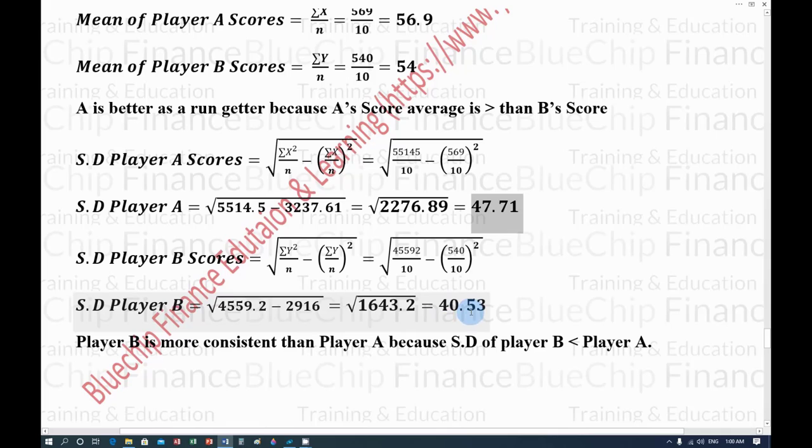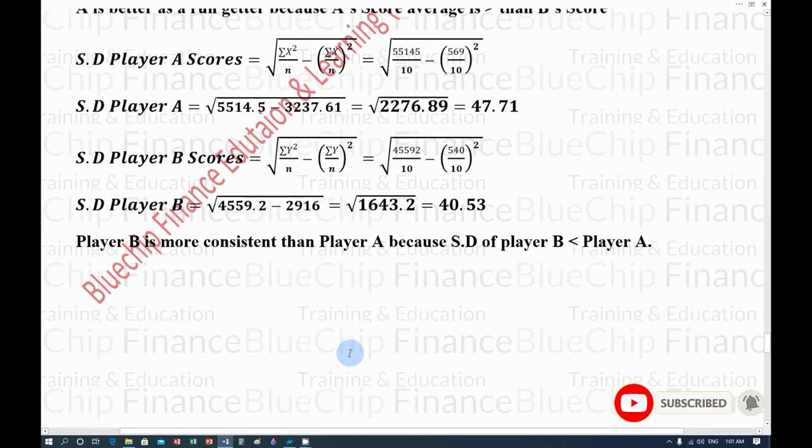As you are observing here, the standard deviation or dispersion of player B is less than the dispersion of player A. So with respect to consistency, player B is more consistent than player A, because less dispersion represents more consistency. So player B is more consistent than player A.